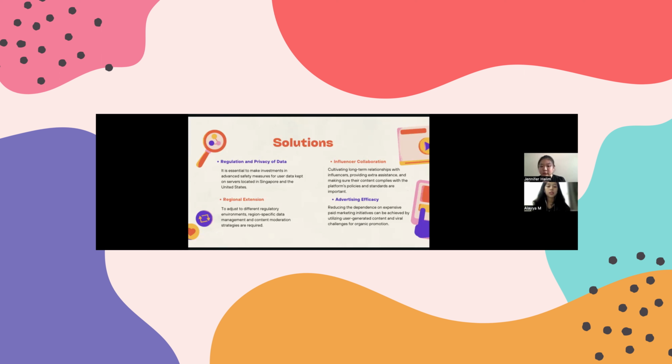Fourth is advertising efficacy. Spending on marketing should be optimized. Expenses can be reduced by concentrating on the channels that provide the best return on investment and using data analytics to inform audience targeting. Reducing the dependence on expensive paid marketing initiatives can be achieved by utilizing user-generated content and viral challenges for organic promotion.